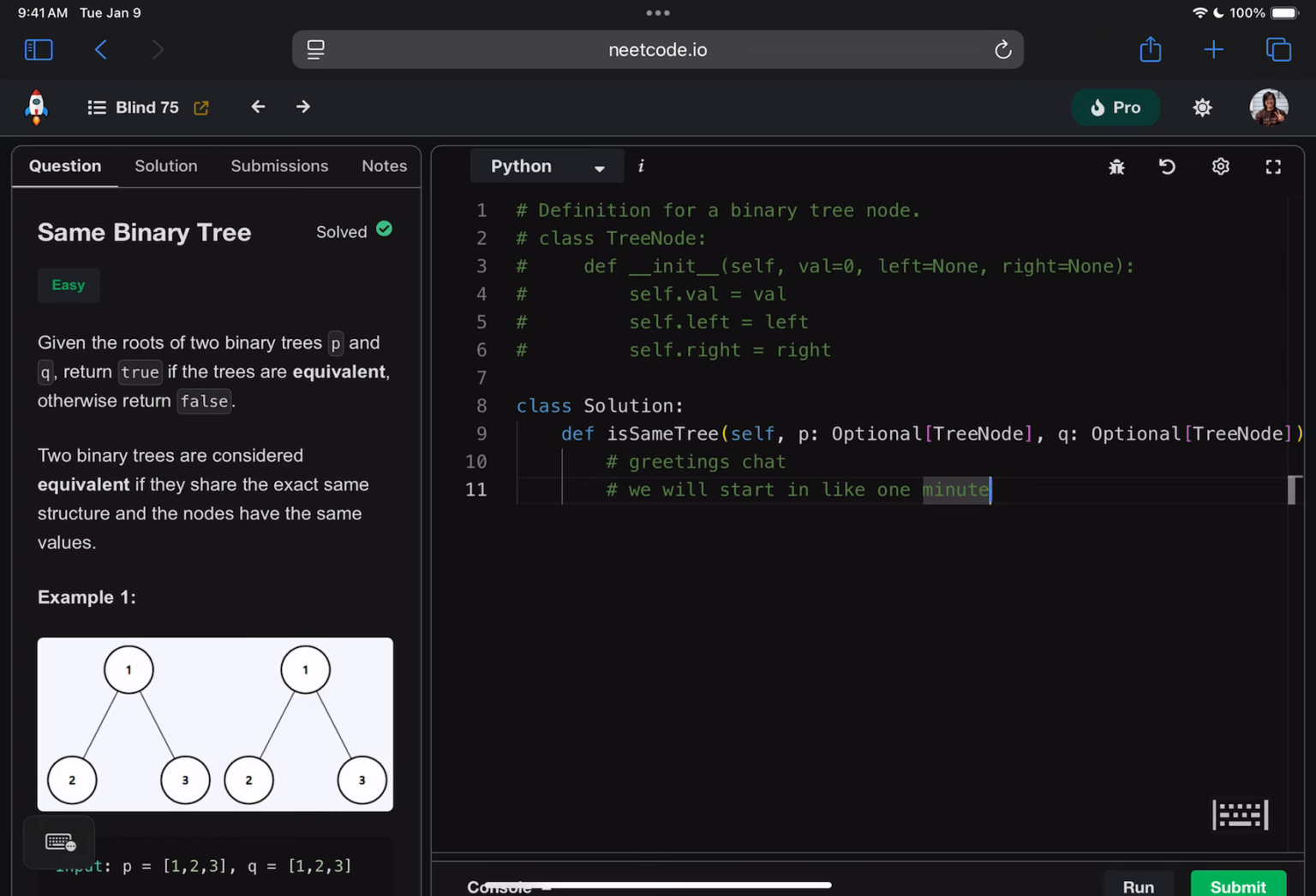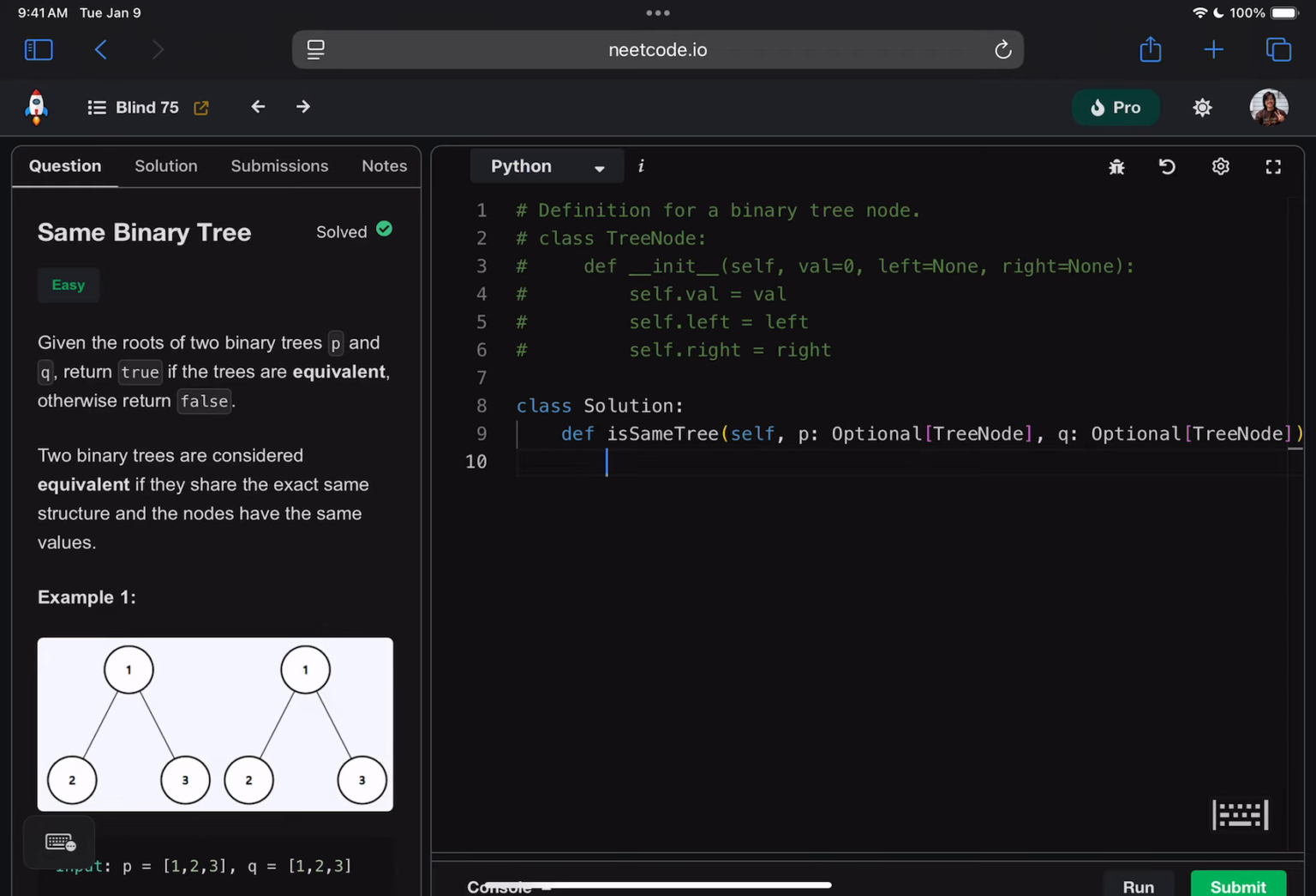This is day 27, same binary tree. I think this is like the third binary tree problem we've done, and it is quite similar in nature. All of the binary tree stuff we've looked at so far has been a recursive solution, and we'll keep talking about it. Most tree problems boil down to something recursive, so we'll get to it again here.